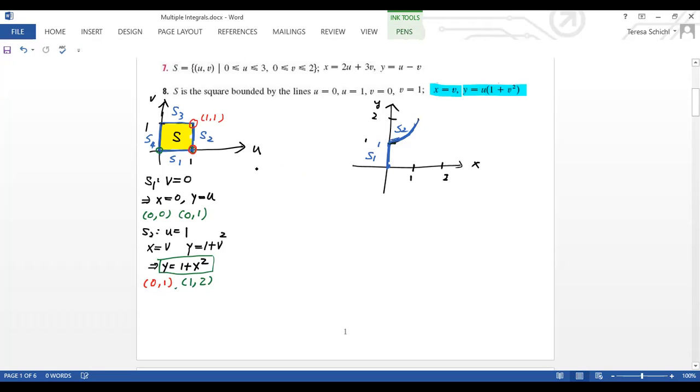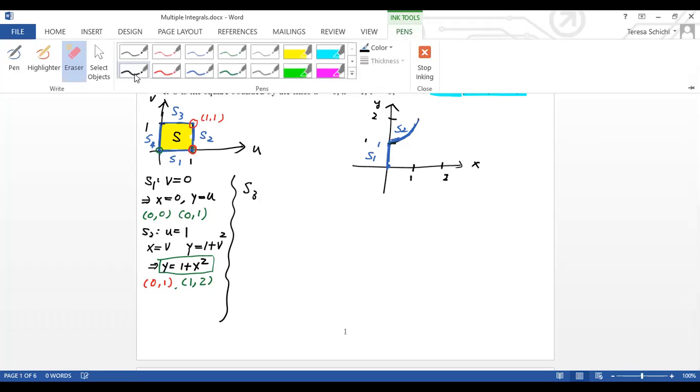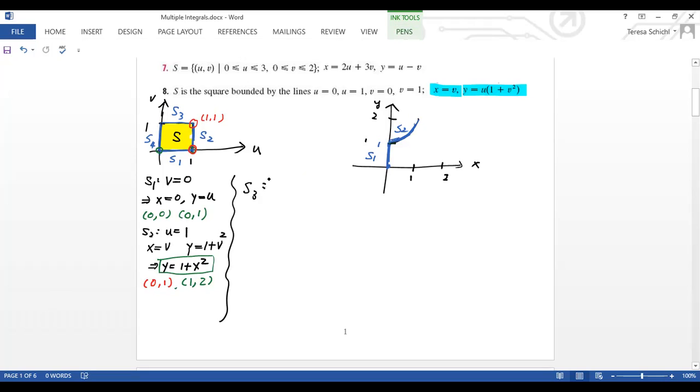Okay, so now let's continue to do S3 here. Okay, so S3 is here. So what does S3 mean here? Let me erase this. Okay, so S3 means v is equal to 1. Am I right? Okay, if v is equal to 1, you plug back to x equal to v, so x equal to 1. And y equal to 1 plus 1 squared, so it's a 2. Okay, all right, so the 2 is here.